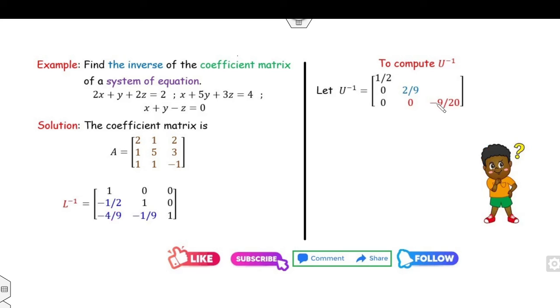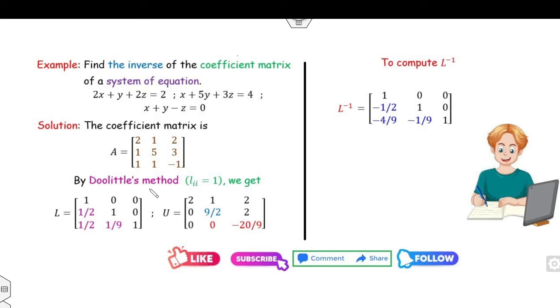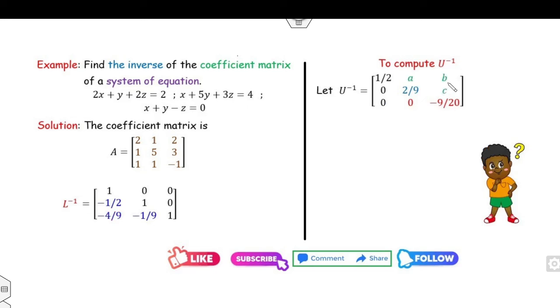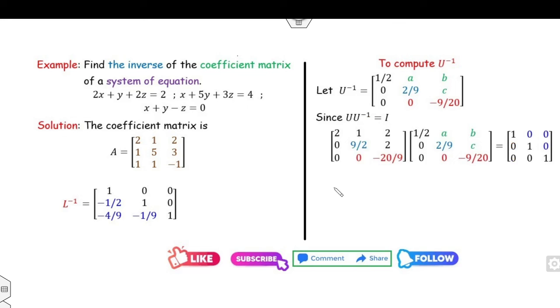Similarly, I can compute the value of U inverse. What is the value of U? U is 2. Again, because it's an upper triangular matrix, the inverse of this is also an upper triangular matrix. The diagonal entries are the reciprocals of this: it is 2 over 9 and it is minus 9 over 20. So your target is to find only these three numbers, A, B and C. Again, I can use the same property: U into U inverse is identity, or you can use the adjoint of U divided by the determinant of U. But that method is quite easy, because you can easily compute the values.